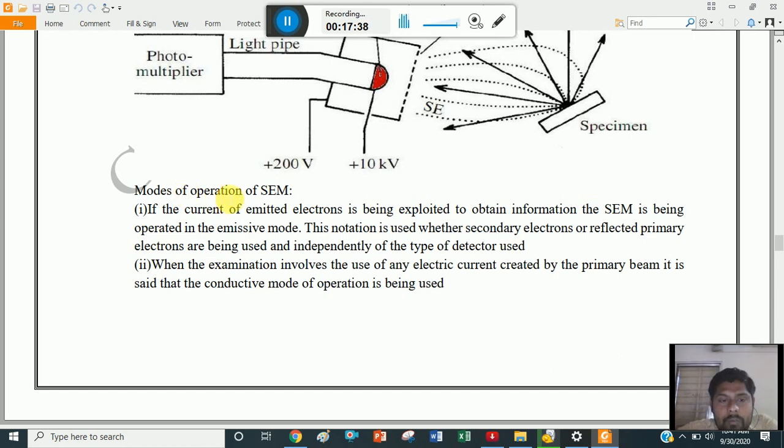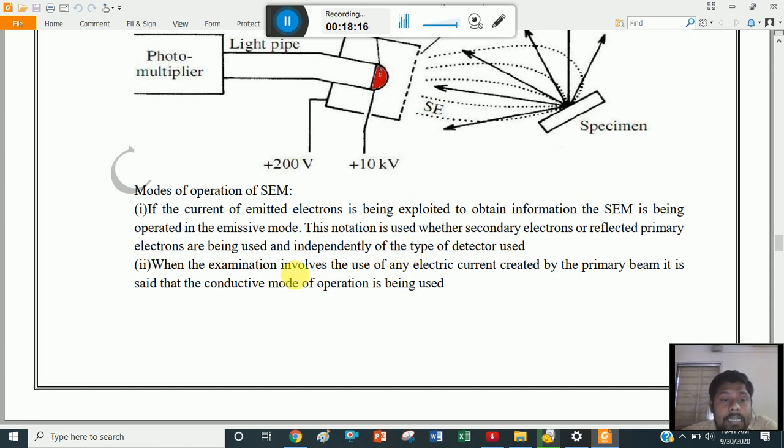So modes of operation of SEM: if the current of emitted electrons is exploited to obtain information, the SEM is being operated in the emissive mode. That is the first mode. That means the light is converted into electric current, and if you want to measure that current as the result, then your system must be in emissive mode. This notation is used whether secondary electrons or reflected primary electrons are being used, independently of the type of detector used.